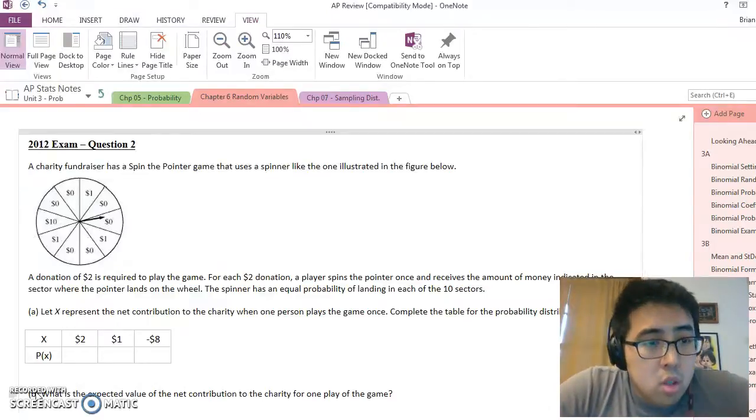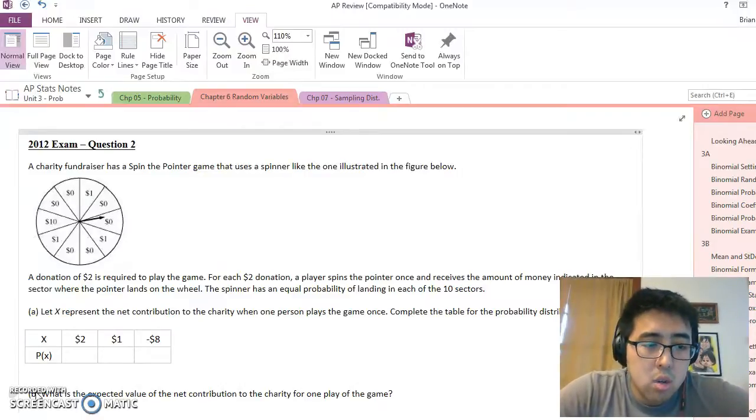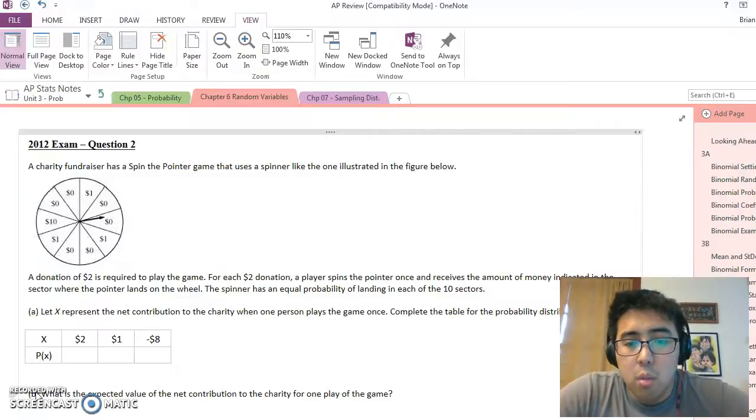A charity fundraiser has a spin the pointer game that uses a spinner like the one illustrated in the figure below. A donation of $2 is required to play the game. For each $2 donation, a player spins the pointer once and receives the amount of money indicated in the sector where the pointer lands on the wheel. The spinner has an equal probability of landing in each of the 10 sectors. Let X represent the net contribution to the charity when one person plays the game once. Complete the table for the probability distribution of X.